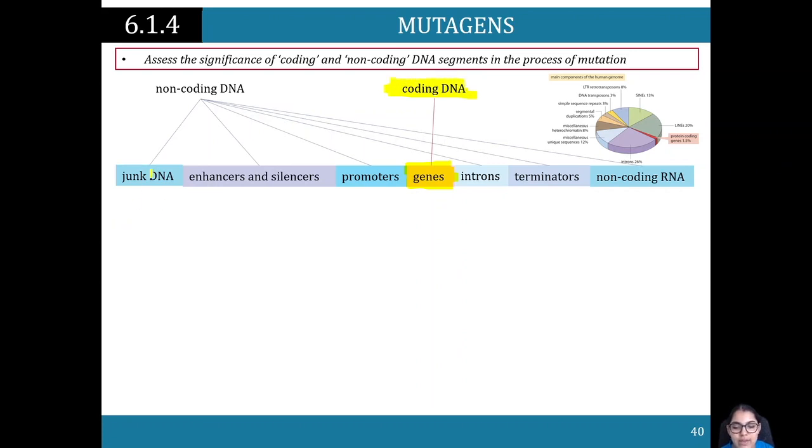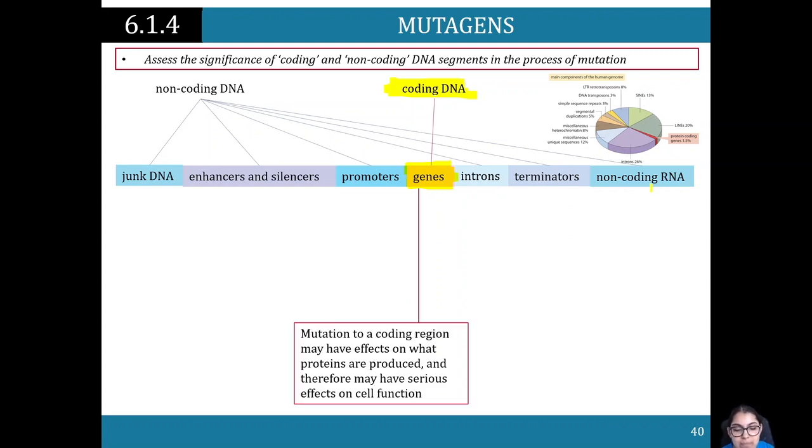The rest of it, we have junk DNA, we have enhancers and silencers, we have promoter sequences. That name might stand out because remember we talked about how in DNA replication and in transcription and translation we have promoter sequences that tell us where to start these processes. We have introns, terminator sequences, and non-coding RNA as well. So here is the purpose of each. Remember, mutations that occur to our genes, to a coding region, can have an effect on the protein that is produced, and can have a serious effect on cell function.